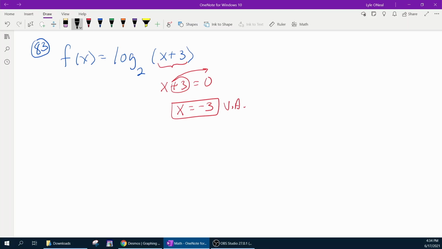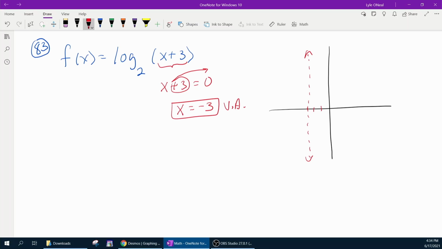Now, if we want to, we can go ahead and go to the coordinate system and graph that vertical line. Going to x is negative 3. And normally, an asymptote is represented as a dotted line. So there's our vertical asymptote.